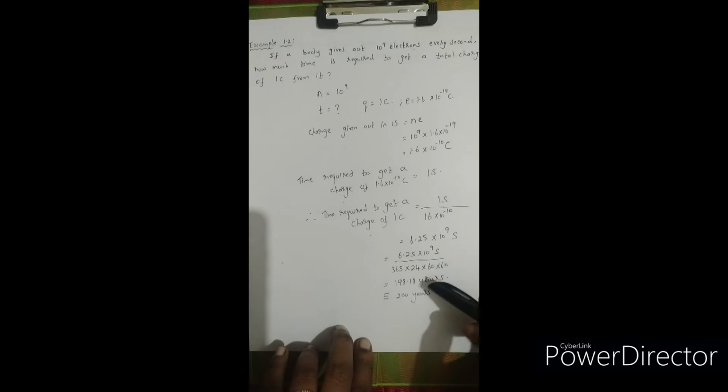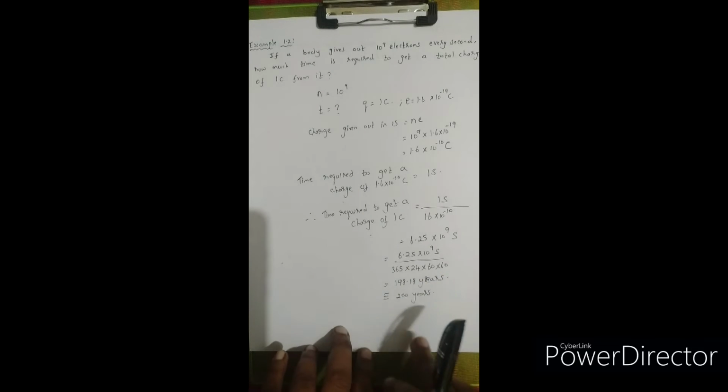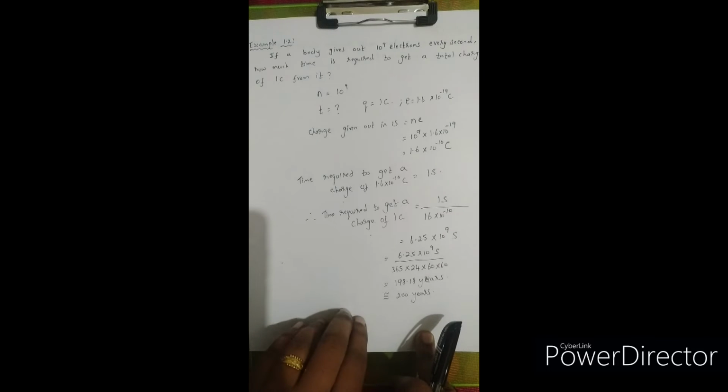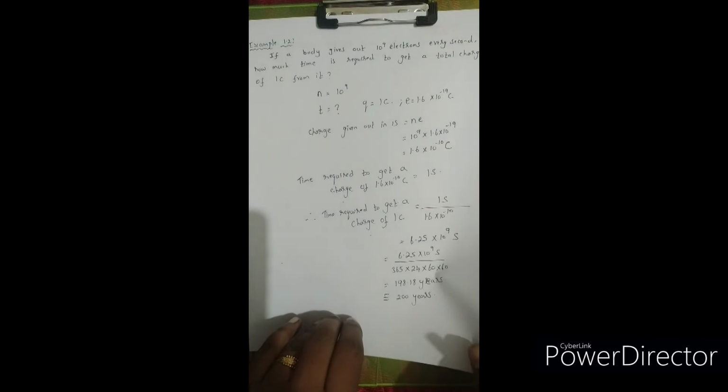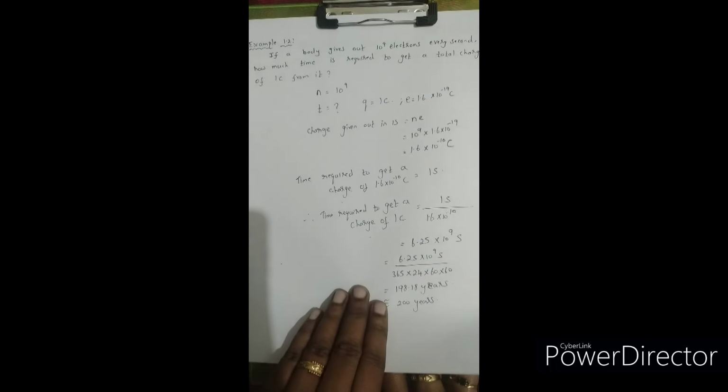Children, you don't have to go for this approximation, you can leave it as it is. No problem. So this is how we have to solve this problem. This is a very simple problem. So the next problem is example 1.3. Example 1.3 is also a very simple problem.